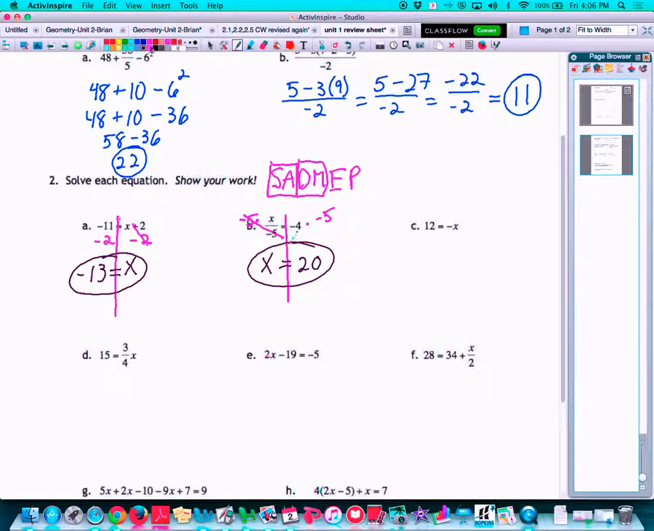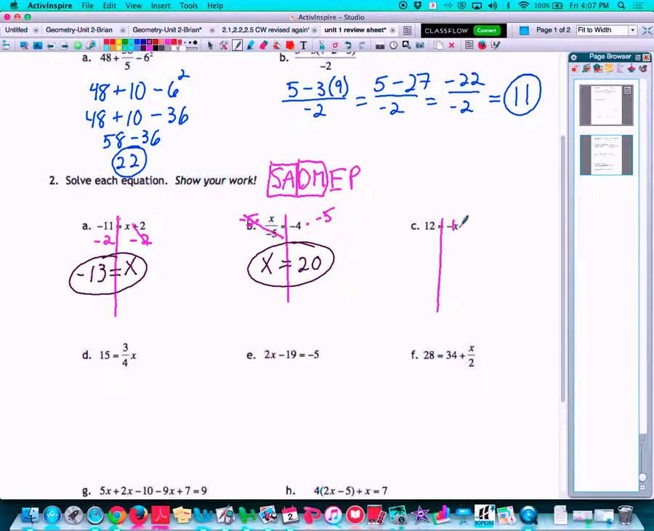In C, we talked about problems like this last class, and this sometimes trips people up, but that negative x really means a -1x. So 12 is equal to -1x. And when we have a number next to the variable, remember what that really means is they're being multiplied. This is -1 times x.